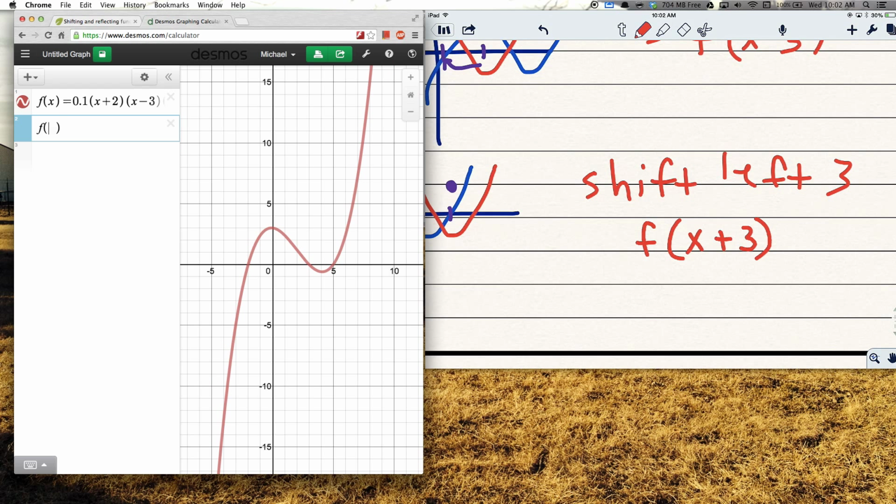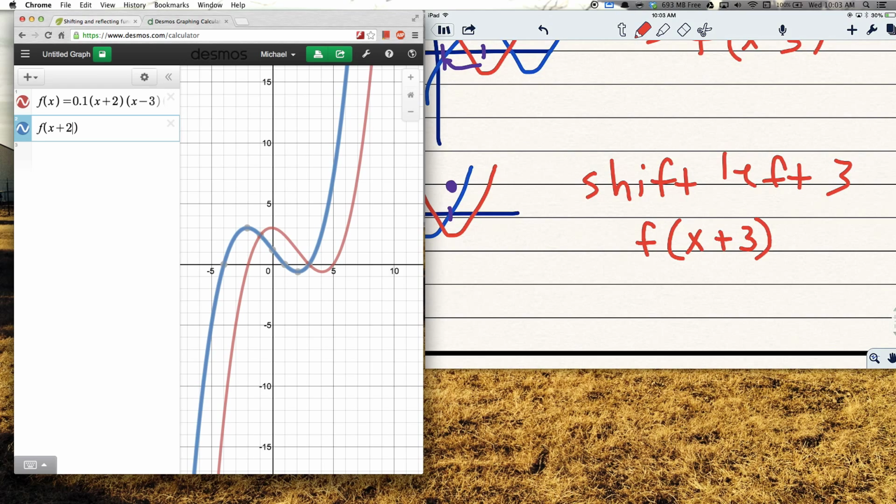So if I do f of x plus 2, it just shifts the whole graph straight up. Minus 2 is going to shift it straight down. If I do f of x minus 2, it shifts it to the right. F of x plus 2 shifts it to the left.